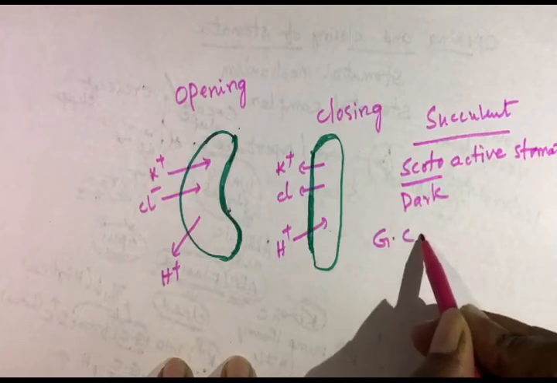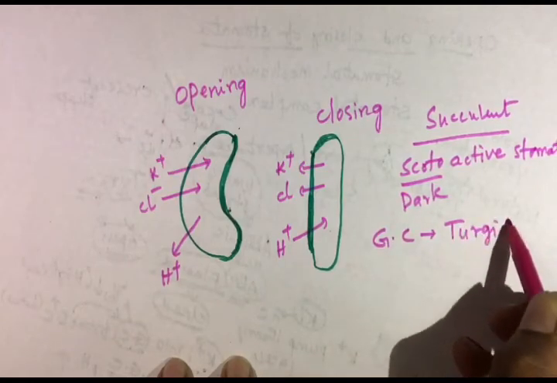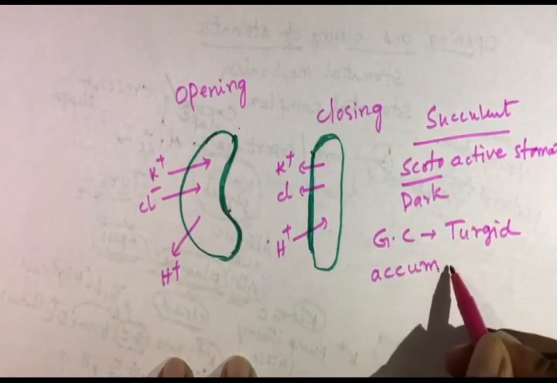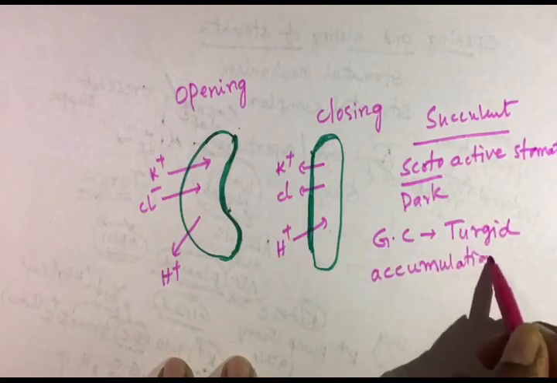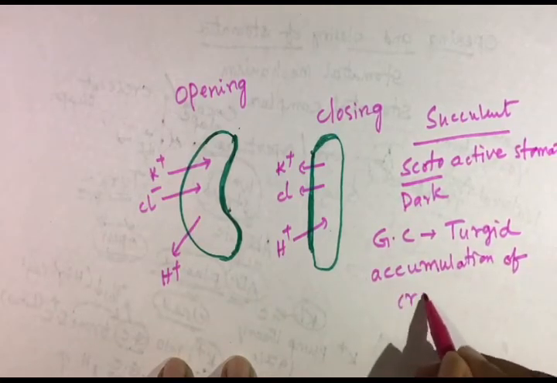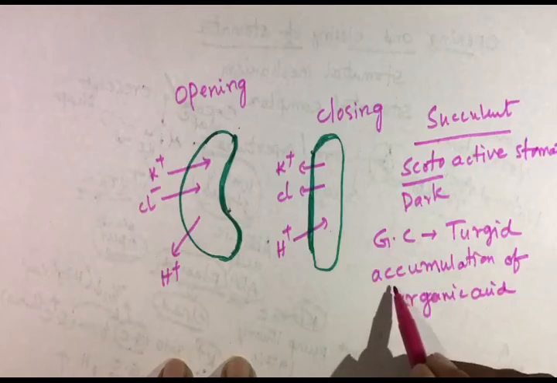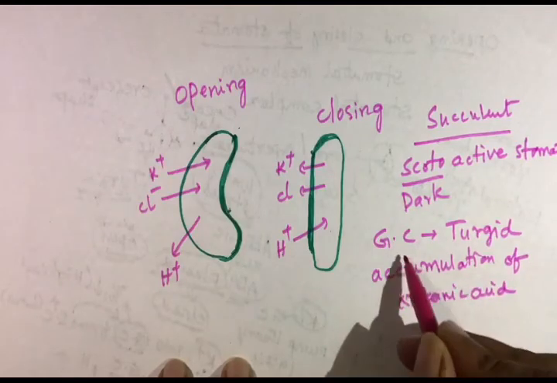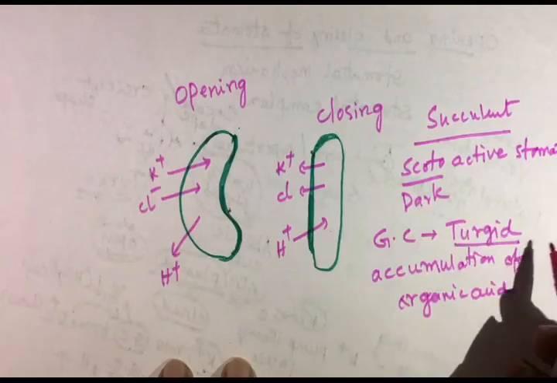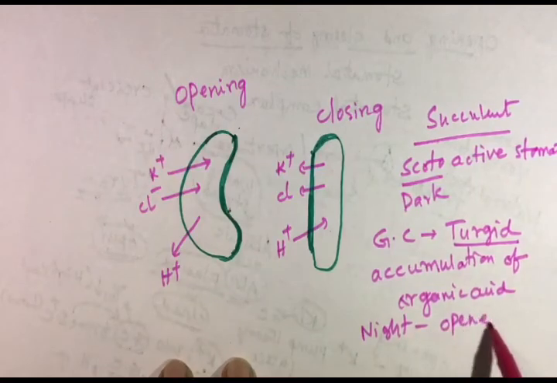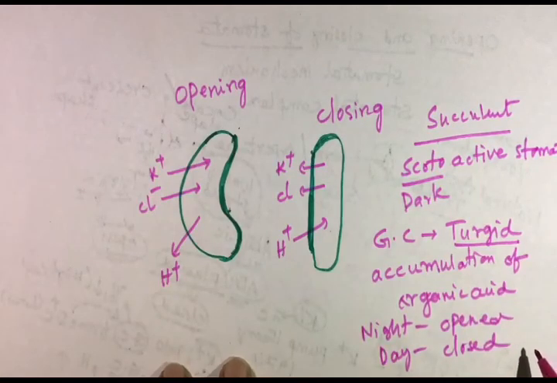their guard cells are turgid due to the accumulation of organic acids. So during night time, due to the accumulation of organic acids, their guard cells are turgid, so that at night time their stomata are open and in the daytime their stomata are closed. So that is about scotoactive stomata.